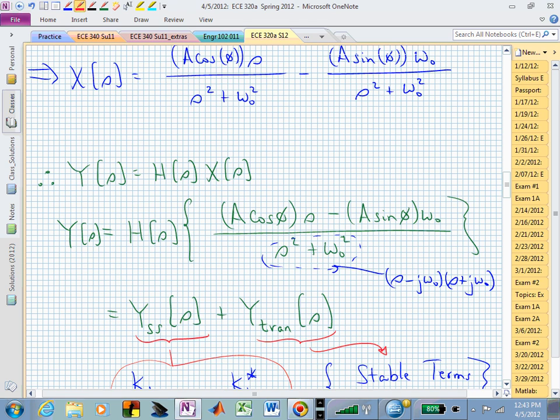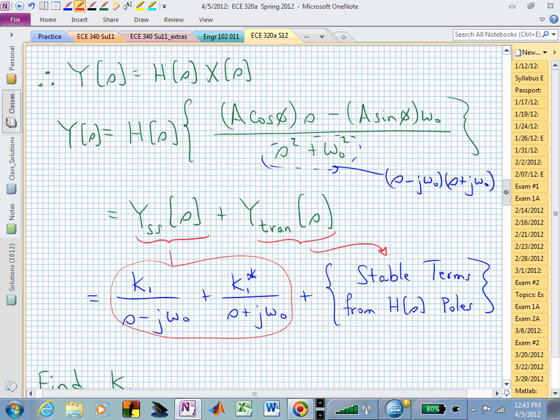Where is the pole associated with this first factor, s minus j omega naught? Where is that pole? That's at the plus. That's in the upper half. You set that term equal to 0, and you see that s is equal to plus j omega naught. The one on the right is one in the bottom half of the s-plane.